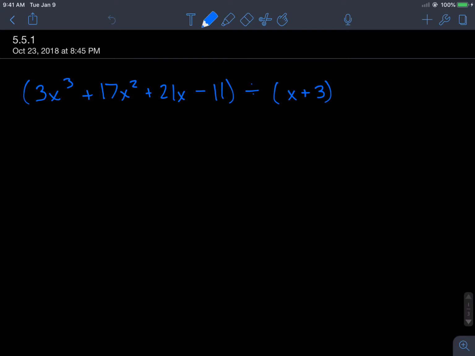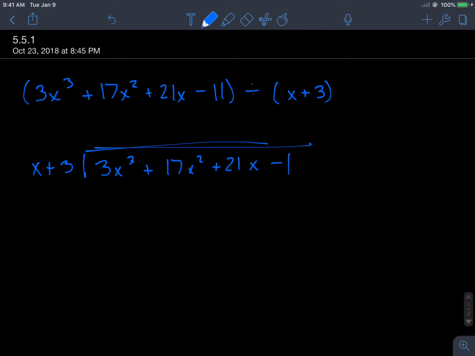We have 3x cubed plus 7x squared plus 21x minus 11 divided by x plus 3. And so we're going to set this up just like we would if we were doing long division. We put whatever we're dividing by on the outside, and we put the thing that we are dividing underneath the division bar, I guess is what you could call it. Okay, so there we go. We're dividing 3x cubed plus 17x squared plus 21x minus 1 by x plus 3.